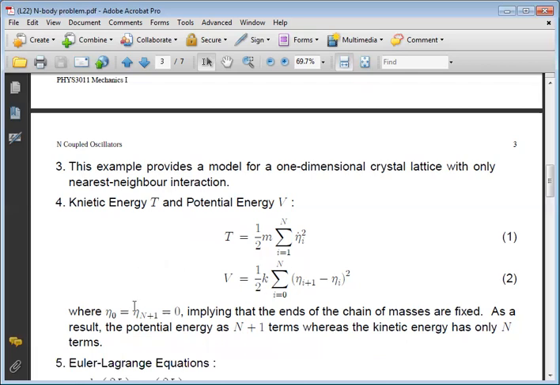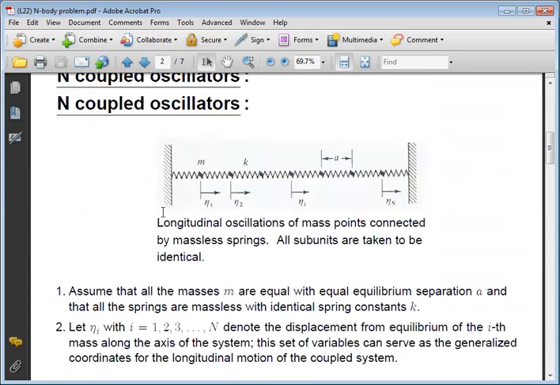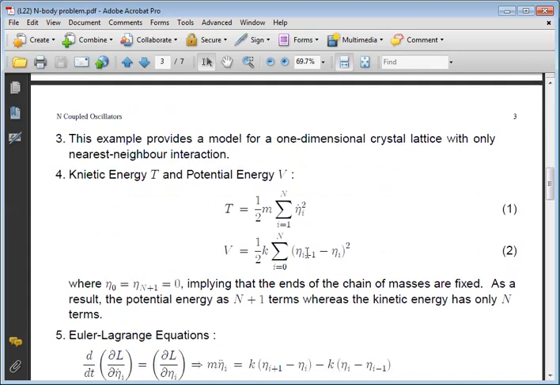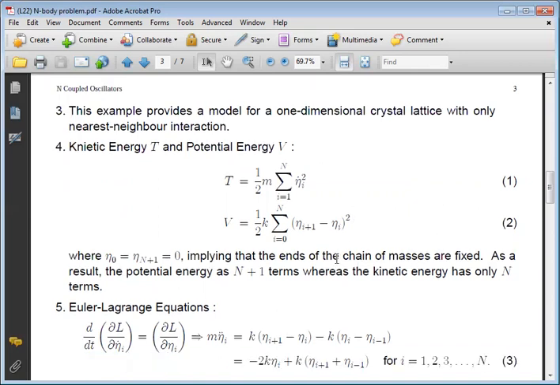Now we have to remember that eta 0 is equal to 0. Why? This is a fixed end. Eta n+1 is also equal to 0 because it is a fixed end as well. All right. So the potential energy is the sum over all these relative displacements squared. As a result, the potential energy has n+1 terms. On the other hand, the kinetic energy has only n terms.